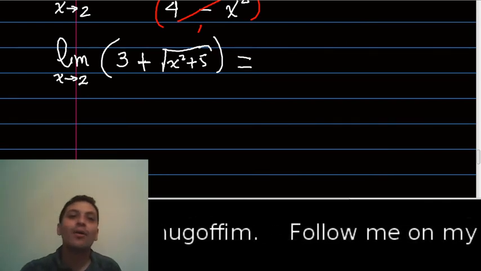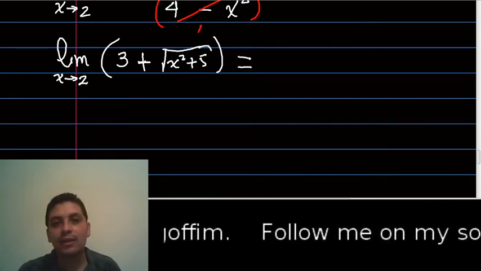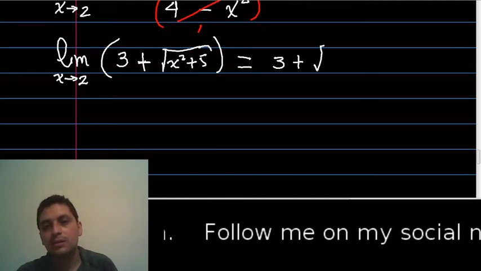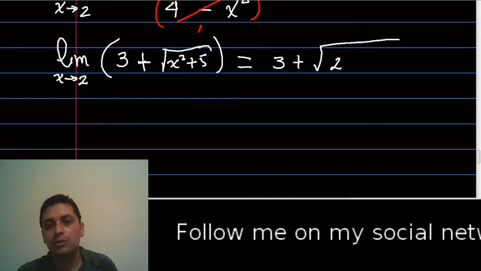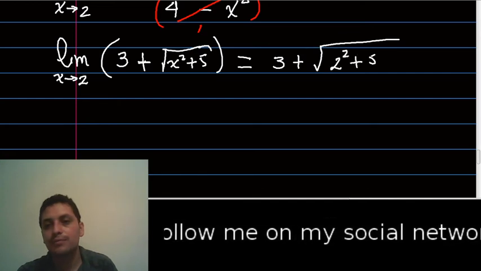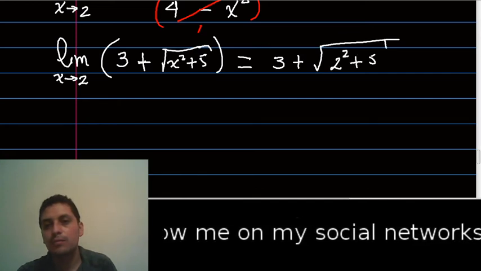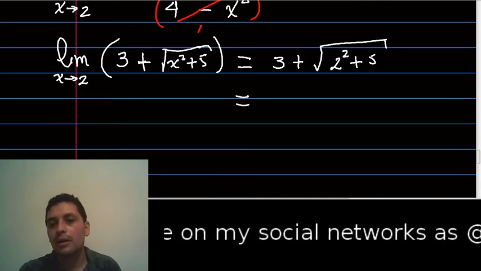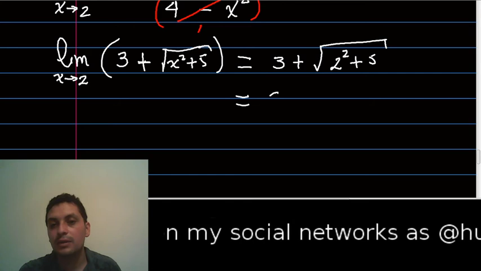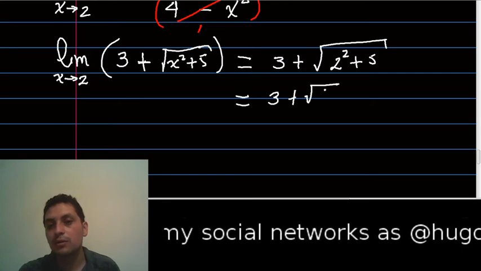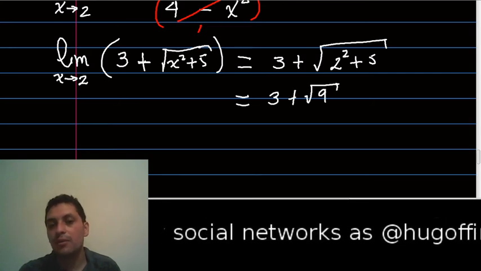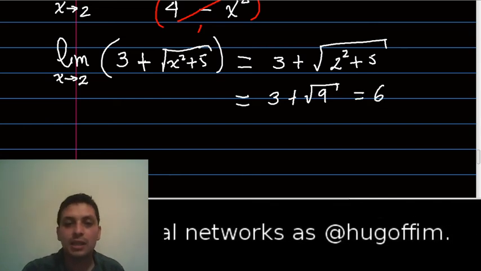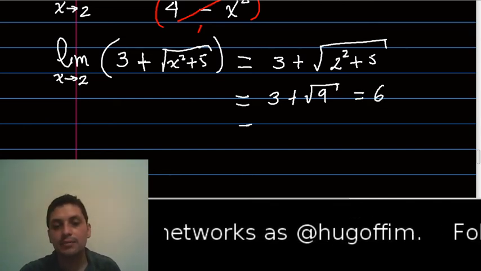And now I can just take the value when x is 2: 3 plus root of 2 to the second power plus 5. That will be 4 plus 5, 9, so 3 plus root of 9, that will be 3, so 3 plus 3 is 6. So essentially this limit is going to be 6.